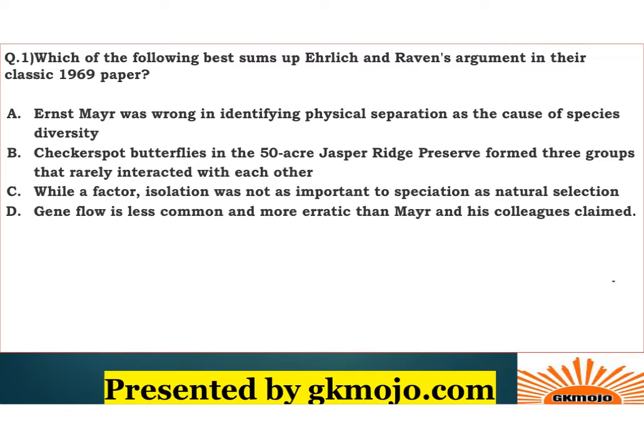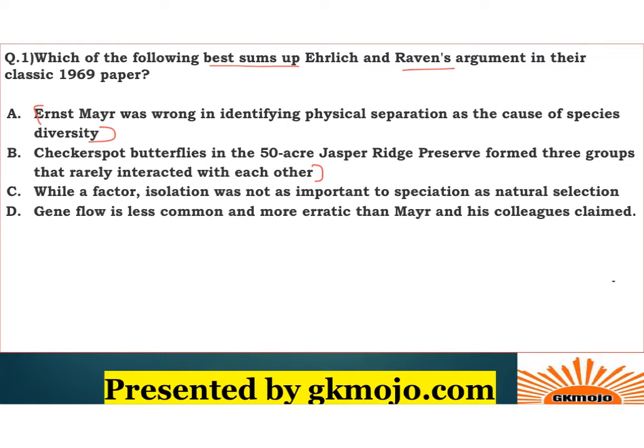Right, so let us go through the options. Option A: Ernst Mayr was wrong in identifying physical separation as the cause of species diversity. We'll keep this aside, but this is a wrong option. Why? Because the question asks which sums up Ehrlich and Raven's argument in the classic 1969 paper, so it should talk about the gene flow, not about why Ernst Mayr was wrong. This is too personal. Let us look at option B: checkerspot butterflies in the 50-acre Jasper Ridge Preserve formed 3 groups that rarely interacted with each other.